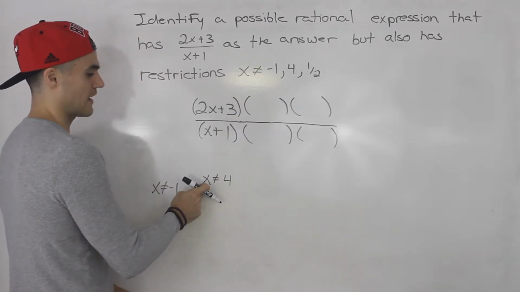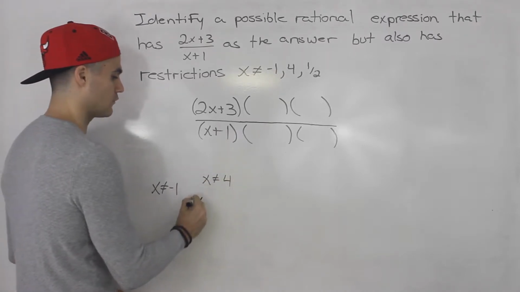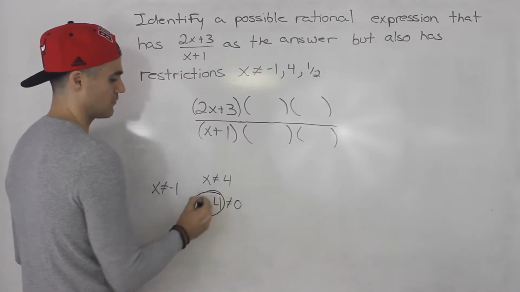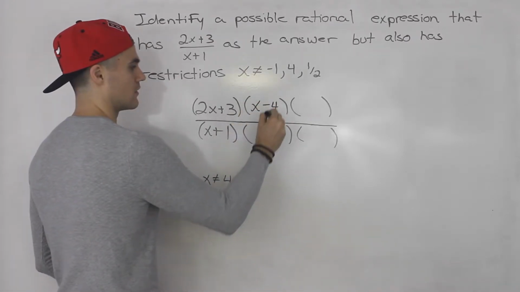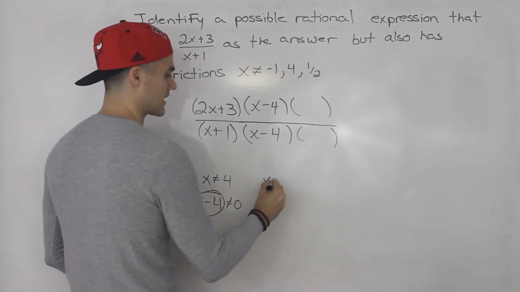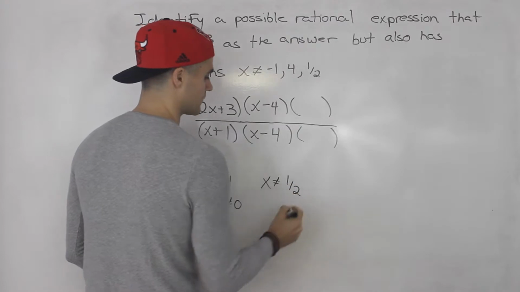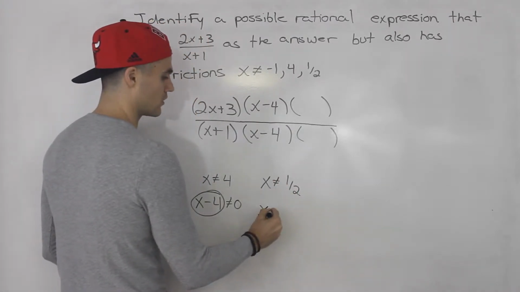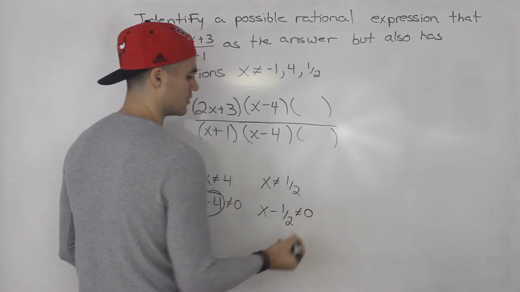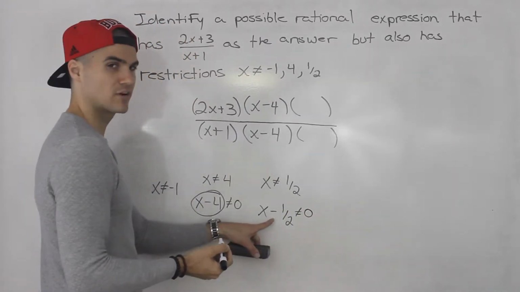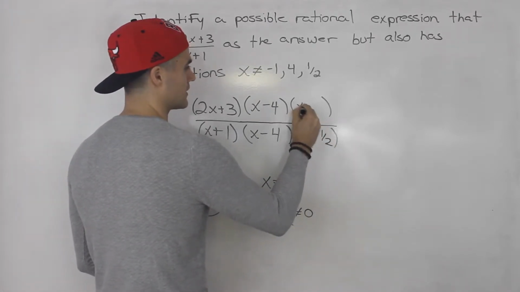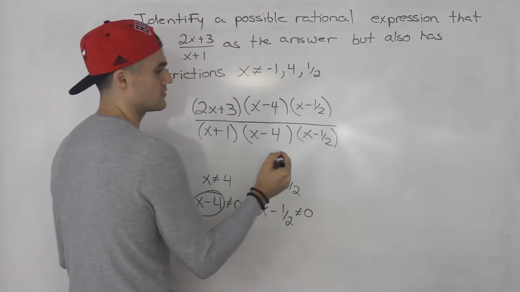Well, usually we isolate for the x, but now we're going backwards, so we would bring the 4 over and it would be x - 4 cannot equal 0. So that would be the factor that canceled out. And then the other one is x cannot equal 1/2. Same thing, you bring that over, that means x - 1/2 cannot equal 0. But usually we don't put a fraction. We don't say x - 1/2. I guess it's possible to do so.